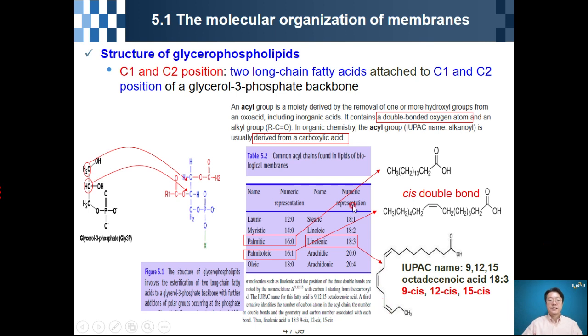Okay, so the important thing in this slide is the C1 and C2 positions. Usually the fatty acid, which has a long chain, which we call the acyl chain, removes OH and can then be attached to the C1 and C2 positions. So this is the basic structure of glycerol phospholipid.